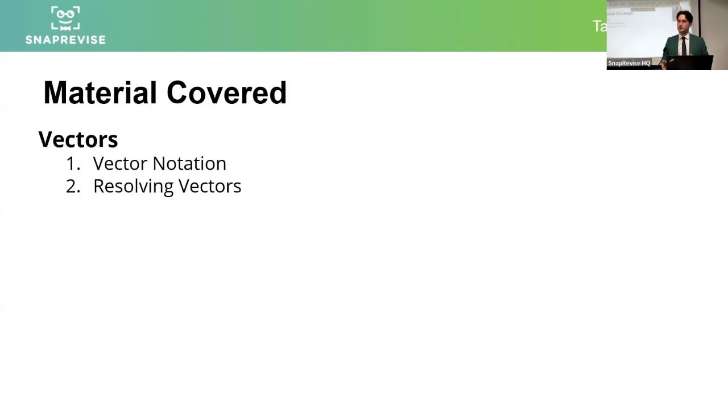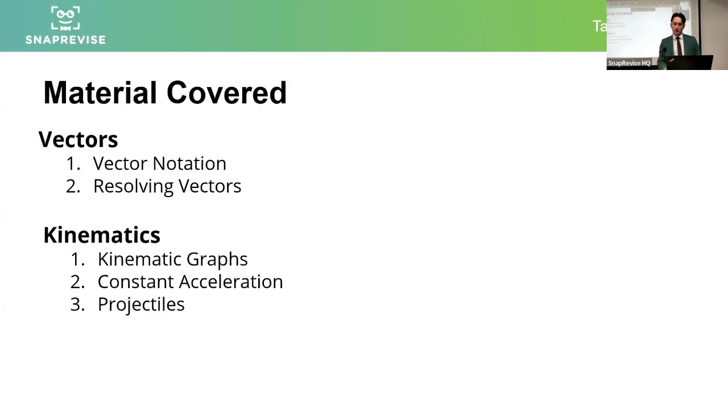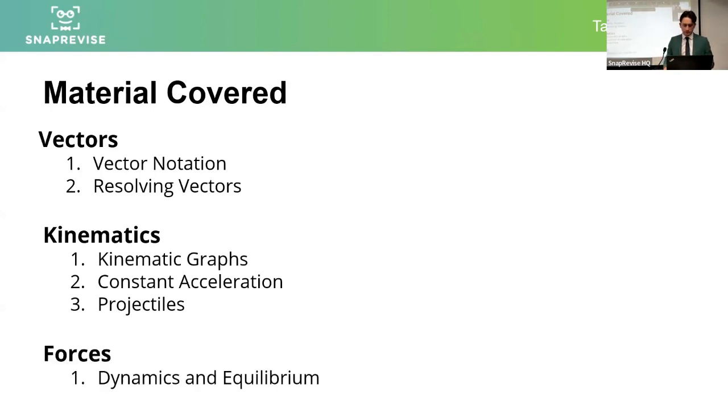Okay, so the content we're going to cover in this part of the session is vector notation and resolving vectors. It's a really important aspect of mechanics that will filter into different things. We're going to look at kinematics, which is all to do with movement, as opposed to statics, which is stationary objects. So kinematic graphs, constant acceleration, and also a bit of projectiles as well. And then we're going to look at forces, force diagrams, and the idea of dynamics and equilibrium. So let's have a little look.